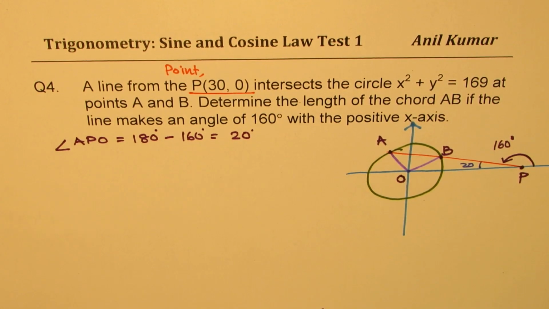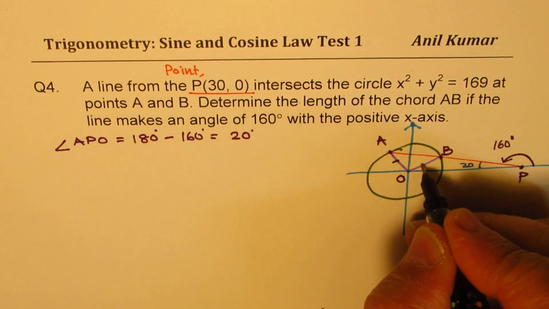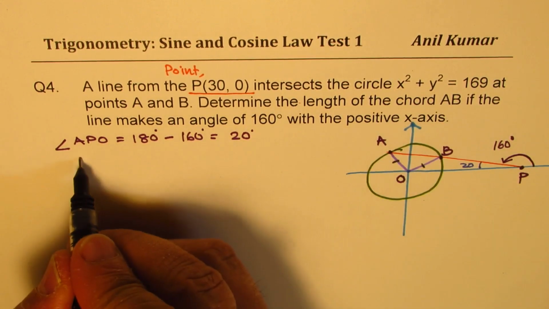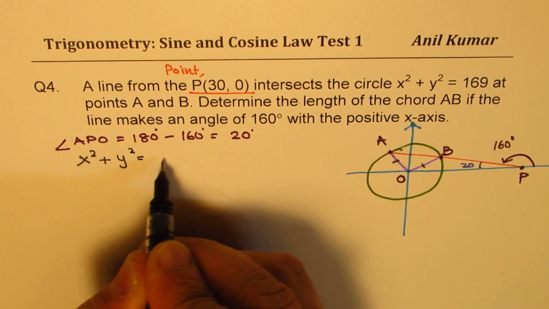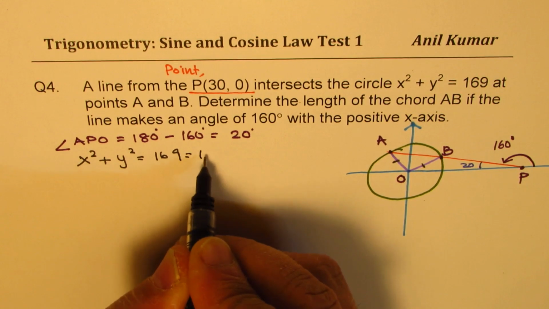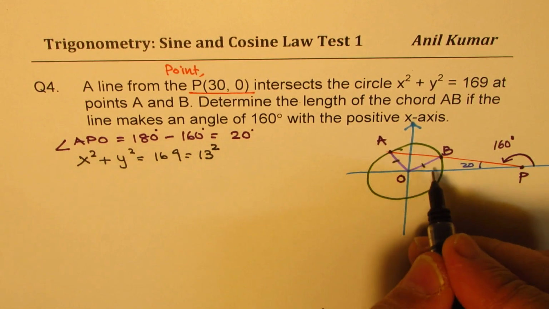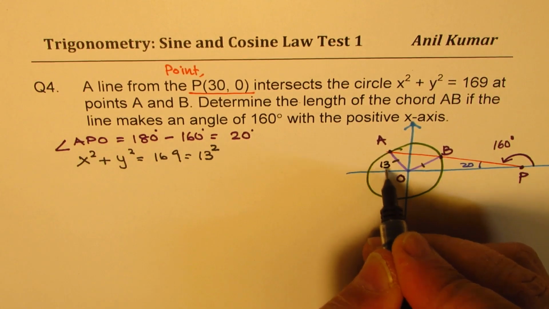Then what do you get? It is important to note that both are the radius, right? These are the radius. The circle is x squared plus y squared equals 169, which is 13 squared. And so these lengths are 13 each.